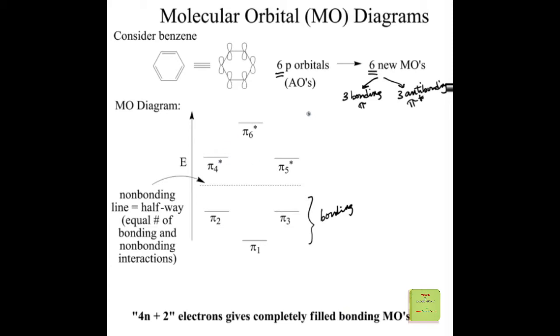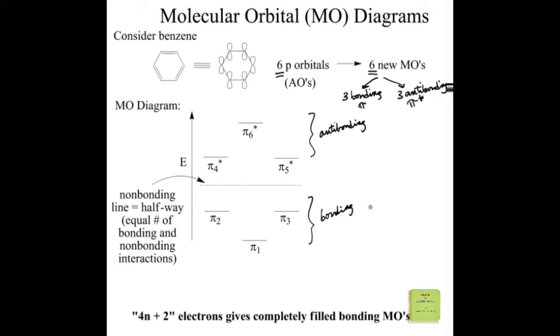And then up here we have 3 anti-bonding, all high energy. And this line in the middle, we call this the non-bonding line. Sometimes we have orbitals right at this level. This is kind of halfway between the energies. And in these orbitals, we have an equal number of bonding interactions and non-bonding interactions.